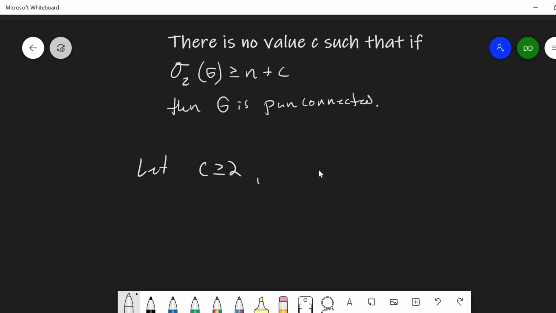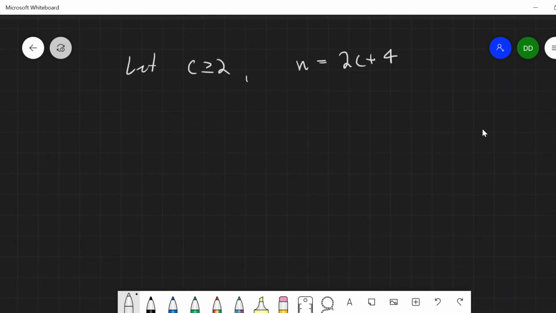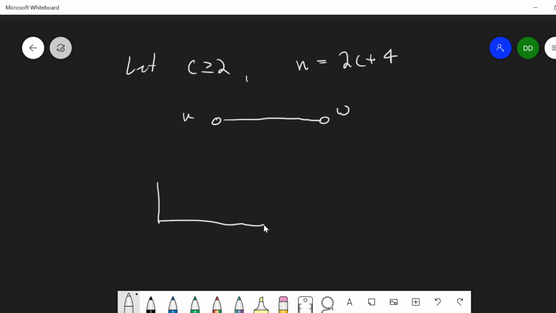And I'm going to make a graph. The order of the graph is going to turn out to be 2c plus 4. And here is how I'm going to build this. I'm going to take a vertex u and a vertex w. I'm going to let these be adjacent to each other. And what I'm going to do is make 2 sets down here, u and w. So this guy's going to be u, this one's going to be w.